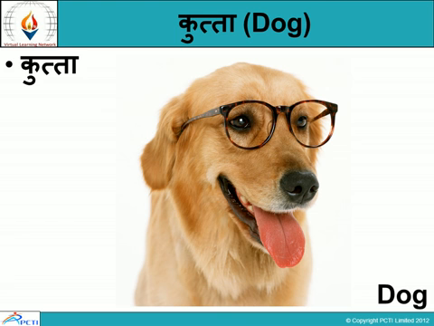Dog, the friend of man, it guards our house, very faithful animal. In fact, it imitates man also sometimes. Very intelligent animal of all the animals. It's called kutta. What do we call dog as? Kutta. Say it again. Kutta.